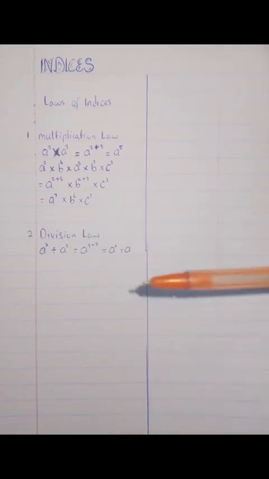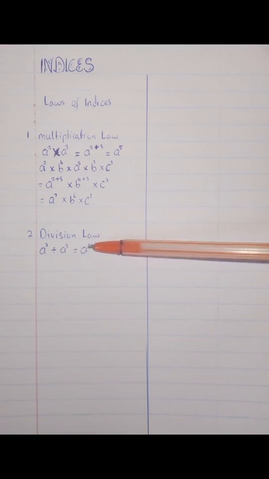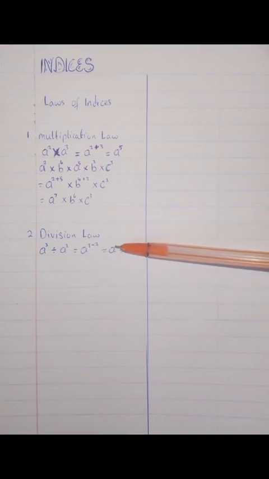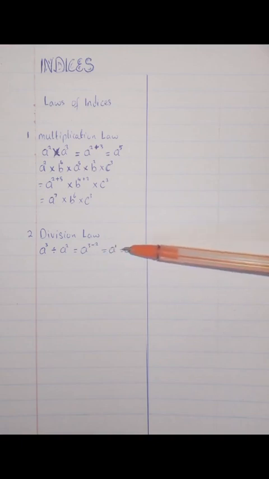3 minus 2 is 1, so we have a raised to the power of 1, and a raised to the power of 1 is what? A. So we have a. This is all about the division law.